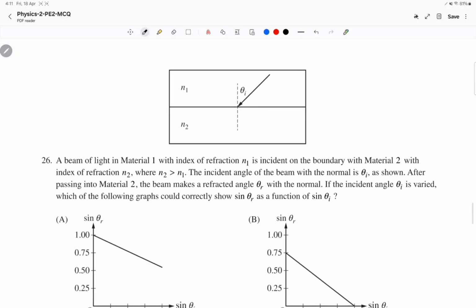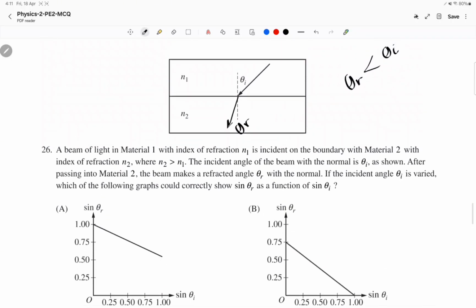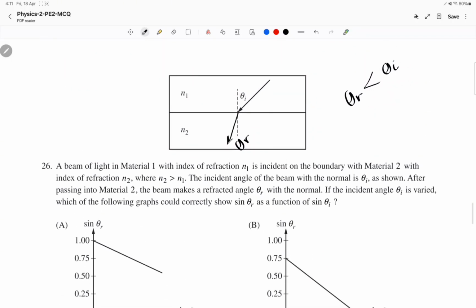26. So here the n2 is bigger than the n1. So will the light refract toward or away from the normal? Refract toward. That means that your theta r will be less than your theta i. But it is a rule that you have to know because of Snell's law that as you increase the angle of incidence, the angle of refraction will also increase.